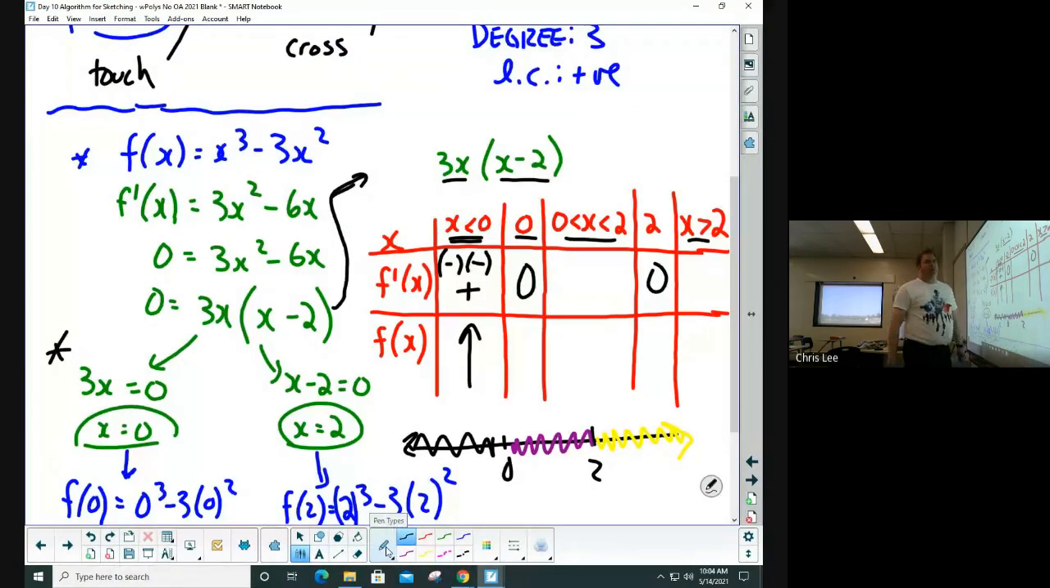Zero, I know it's 0. Next, this middle section between 0 and 2. Pick a number that's easy. I think 1 is really easy. 3 times 1, positive. 1 minus 2, going to go negative.